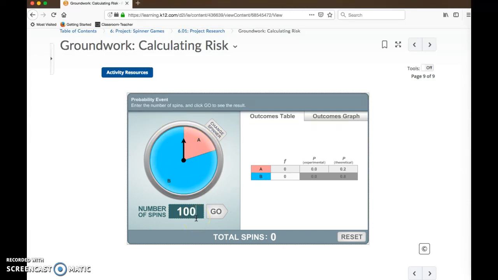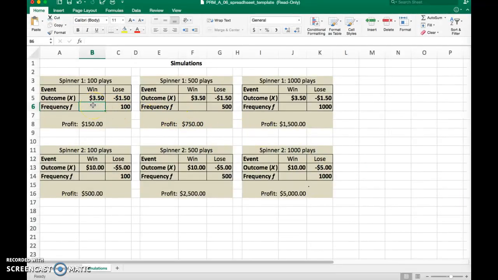Okay, so I want to spin 100 times. Copy right here where it says frequency. Copy these numbers down: 26, 40, and 74. Mine has a formula in it, so 26, and it automatically counts your profit. There it is, 20 bucks.